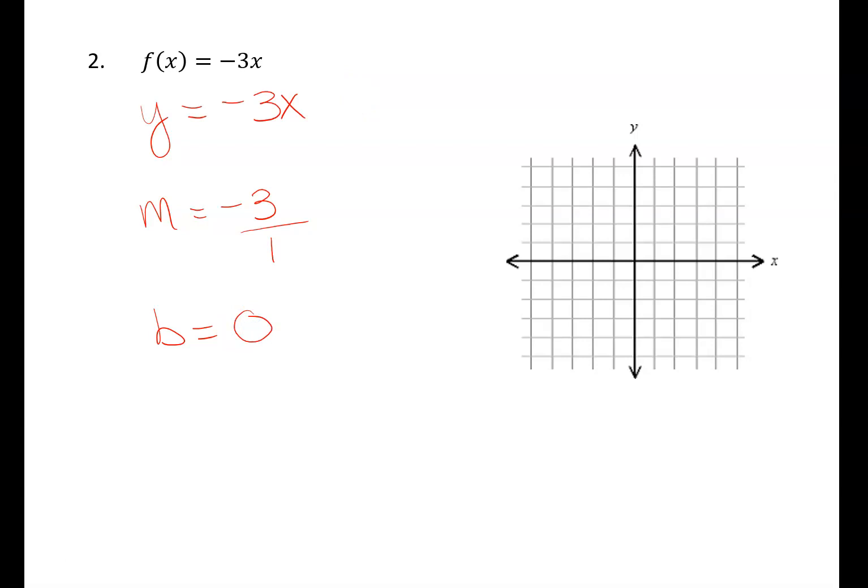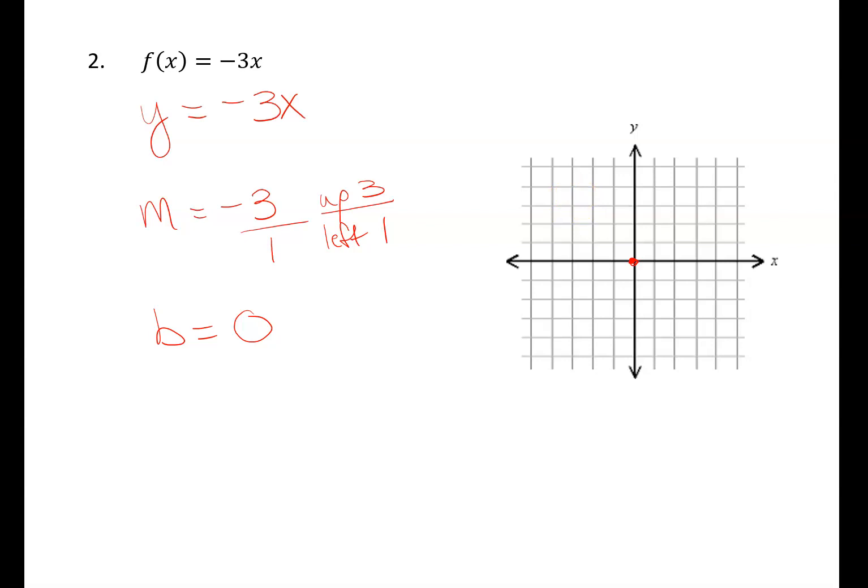So on our grid over here, we start at the y-intercept, which is 0. Put a point there. And this time our slope is negative. Now I can still choose to go up 3. But if I go up, I have to go left 1. Up and left is going to cause me to draw a point that will make the line fall.